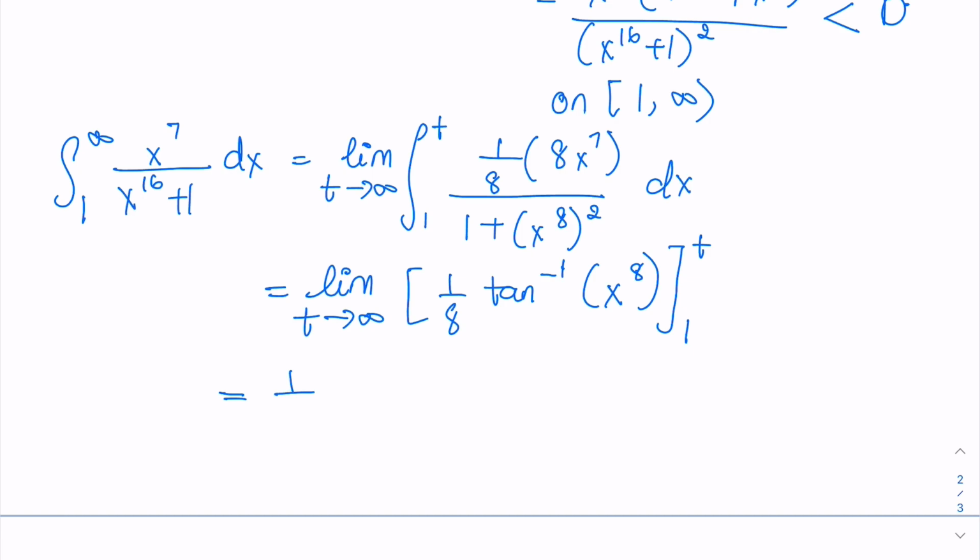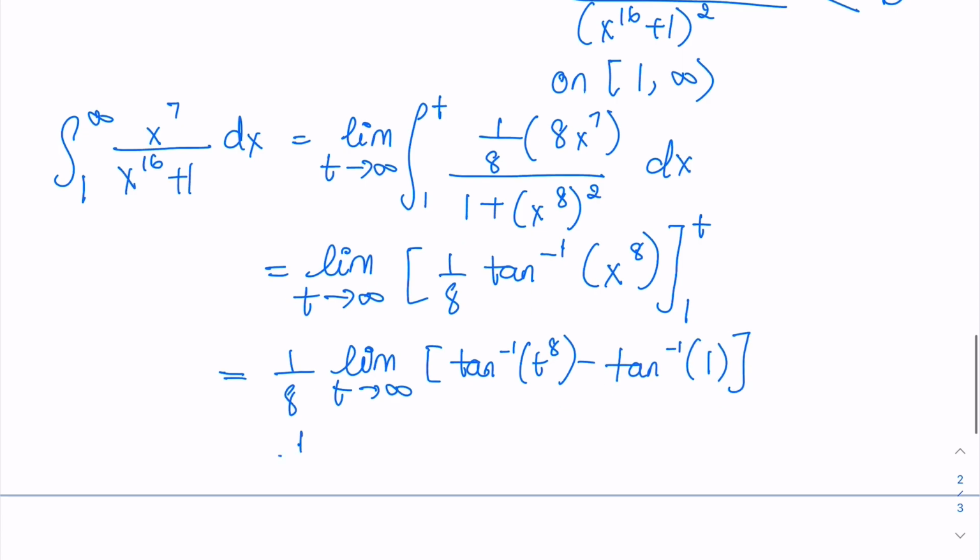So what I have is 1/8 times the limit as t goes to infinity of the arctangent of t to the 8 power minus arctangent of 1. So you can see that we have pi over 2 minus pi over 4, which is pi over 4, times 1/8 outside, so it's going to be pi over 32. So the series is convergent.